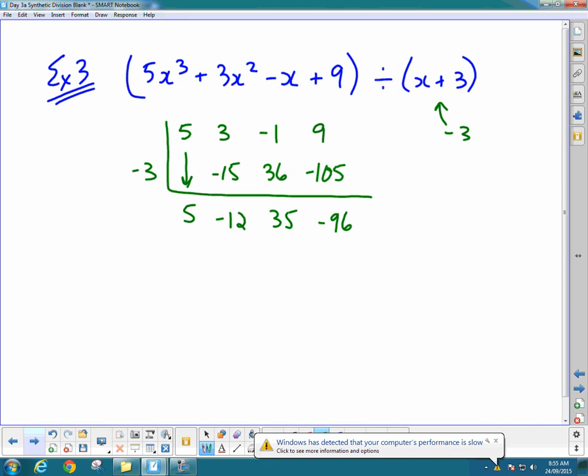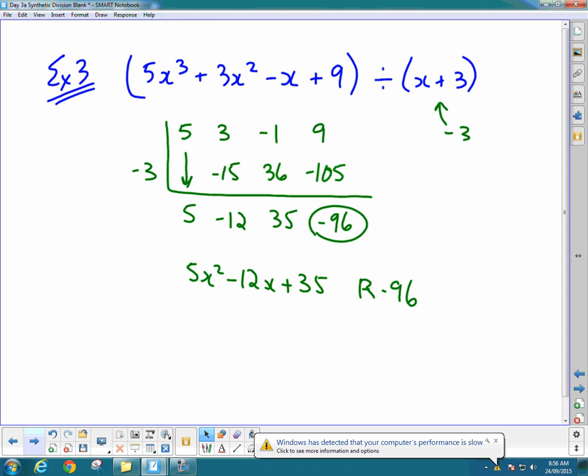How do my numbers look? Same as you? Ty Tebow agrees. Thank goodness. And so I got 5x squared minus 12x plus 35, remainder negative 96. Anyone else get that? Same numbers? Yeah? Okay.